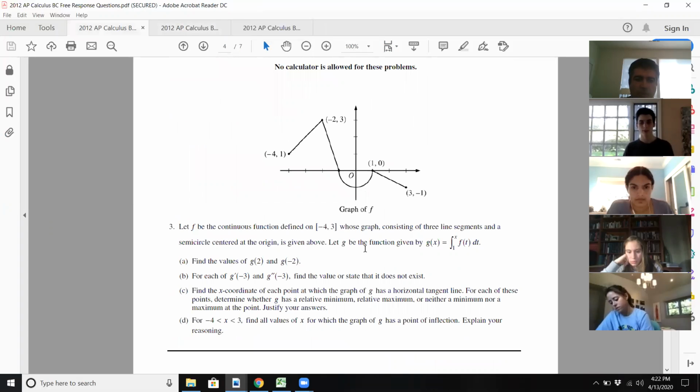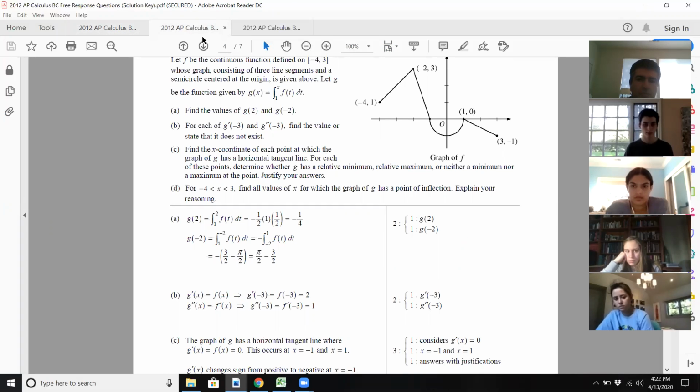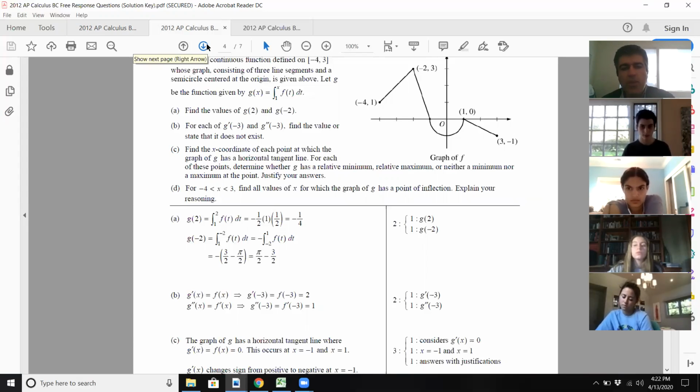Sometimes the average for each of these questions is pretty low because it's hard to get 9 out of 9. So my guess is this will probably be worth not more than 9 points because they're going to make this a 25-minute question. But usually what they try to do is to make these questions worth 9 points. And they kind of figure out how to distribute the points. And so G of 2 was worth 1 point. Again, G of -2 is worth another point.